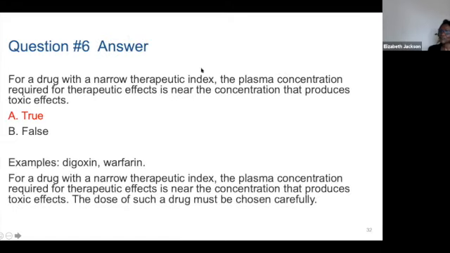The answer is true. An example would be digoxin or warfarin. For a drug with narrow therapeutic index, the plasma concentration required for therapeutic effects is near the concentration that produces the toxic effects. And that's why the dose of such a drug must be very carefully tailored for the patient. Next slide, please.